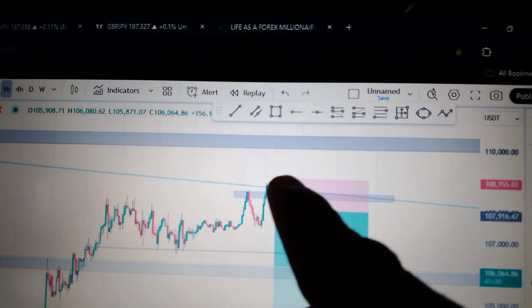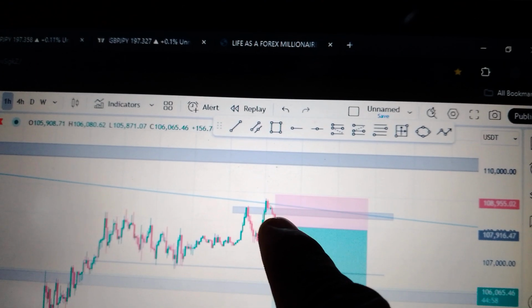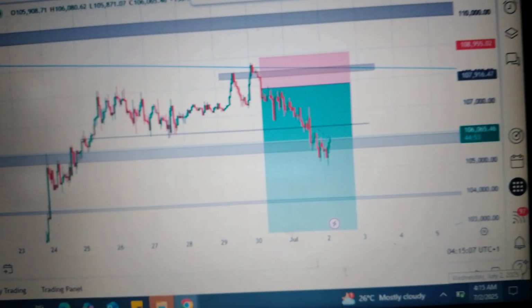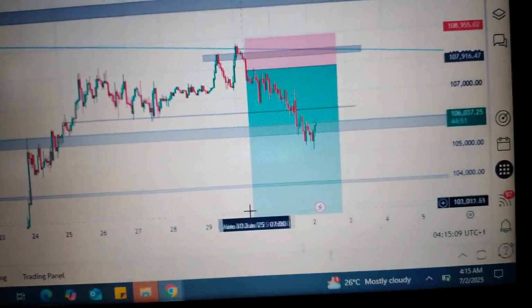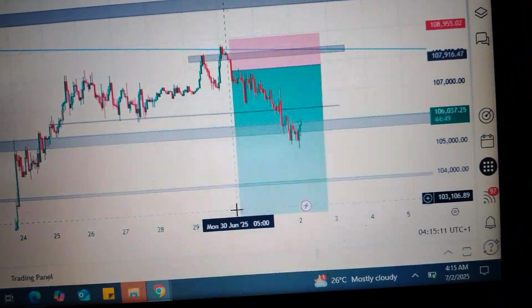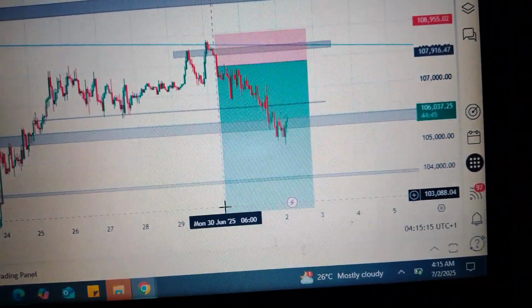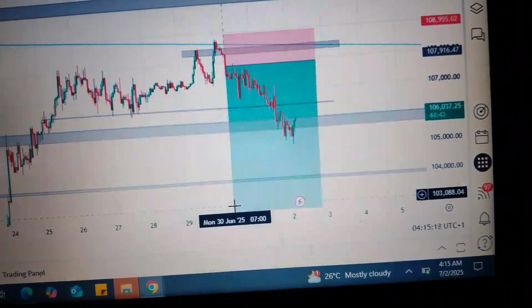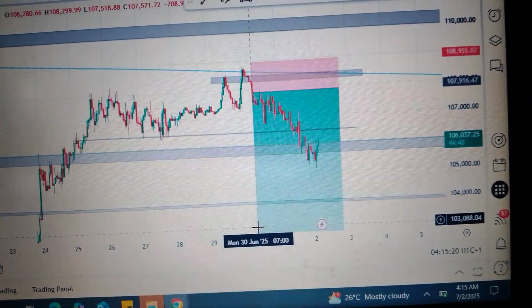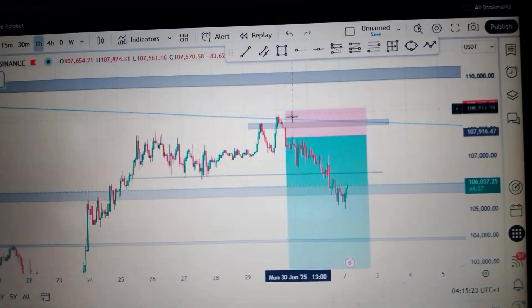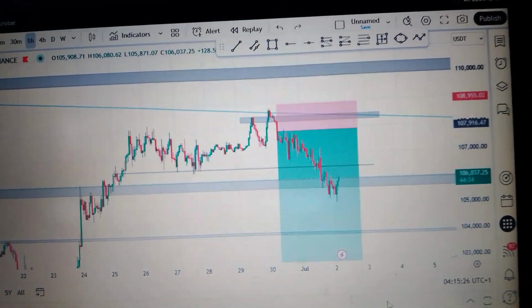I was supposed to take it from above here or around that place, but I wasn't on the charts at that time. I had to enter late. If you can see, this was still early in the morning. You can see 7 o'clock on Monday 30th of June. That's when I entered, after 7. So I couldn't take the trade around there because it was still very early in the morning. I haven't woken up yet.